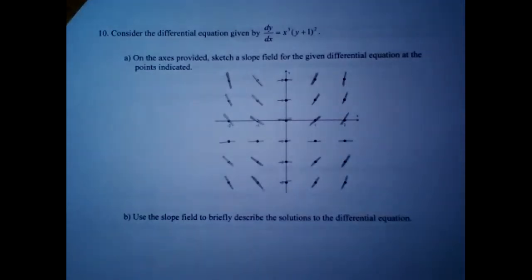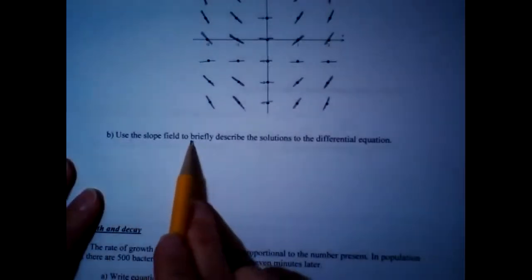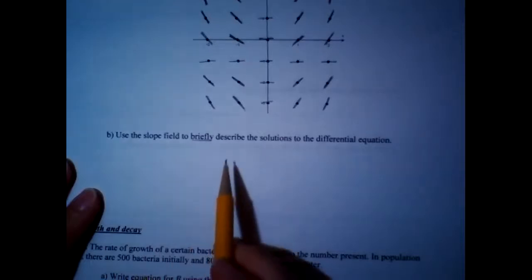And again, the one I put on the test doesn't have as many points on it. Again, I try to make the study guide harder than the test. So the test would be easier in comparison. I've drawn all those slopes on there. That's good enough. Use the slope field to briefly, I don't want an essay here, okay?